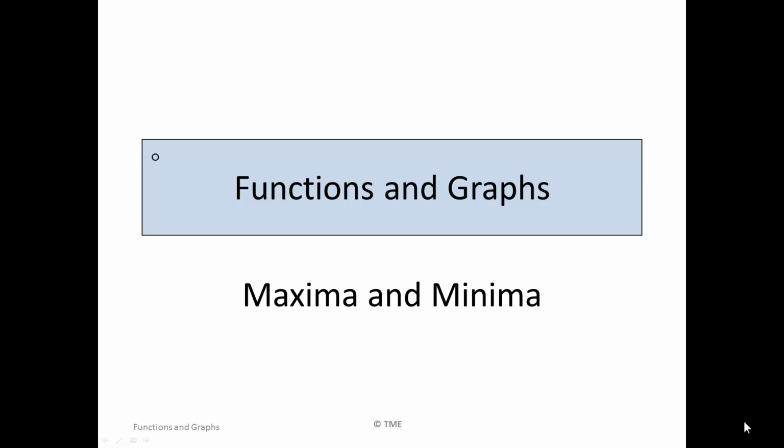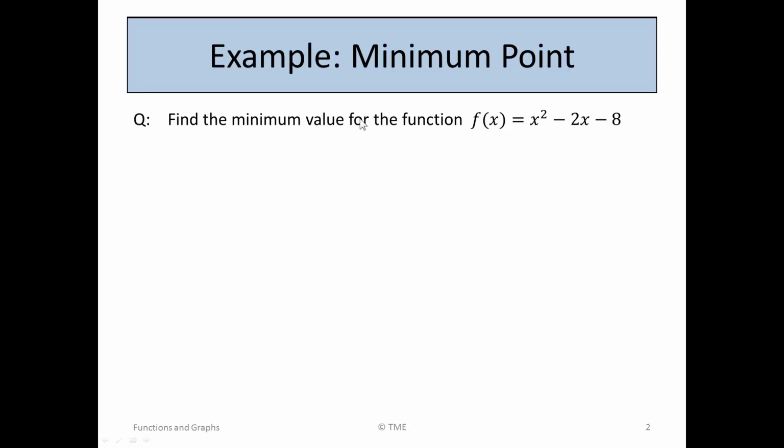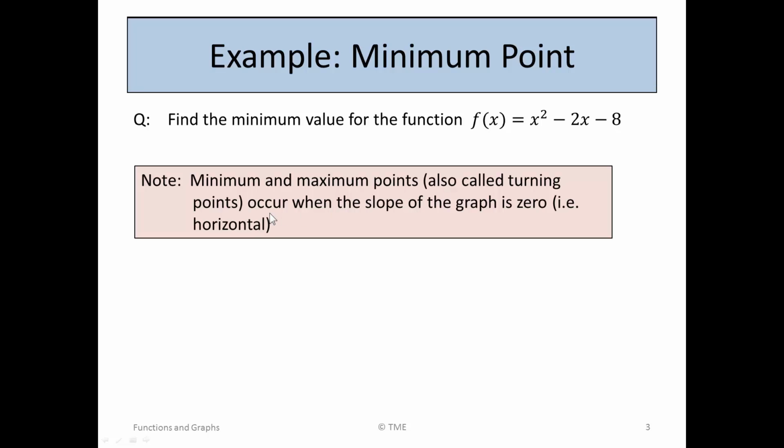Functions and graphs, maxima and minima. Find the minimum value for the function f(x) = x squared minus 2x minus 8. Note that minimum and maximum points, also called turning points, occur when the slope of the graph is 0. In other words, where the graph is horizontal.